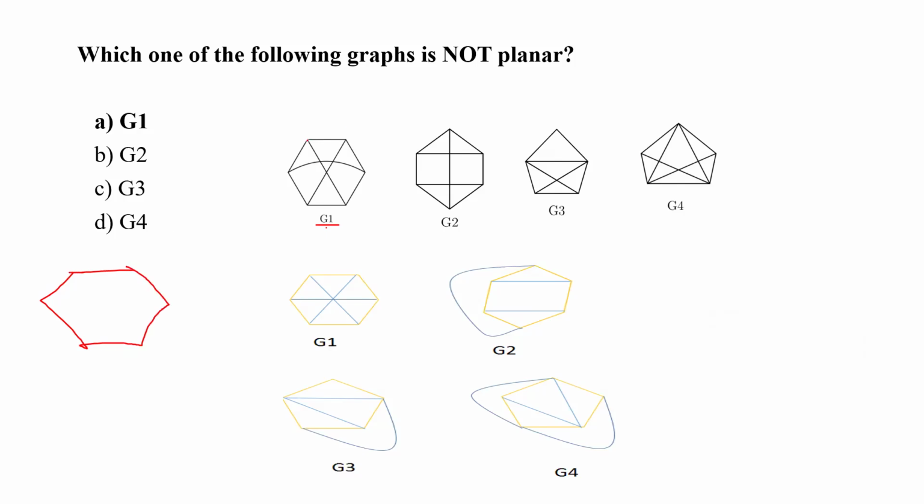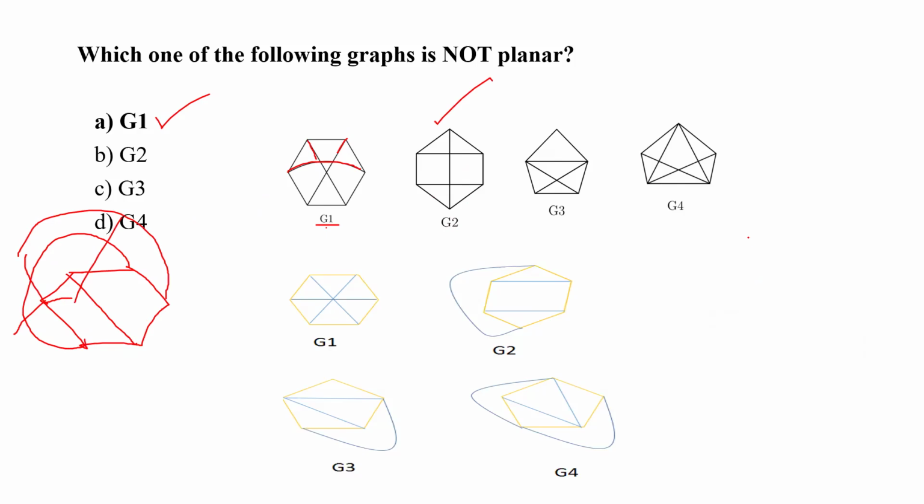Okay. So this line I'll draw here. Instead of this line, I will draw here. Now this line I have to make. If I do this one also, I'm getting an intersection. Even if I make this one, from here to here also I'm getting an intersection. Here to here also it's not possible. So G1 is not planar. This is the answer.